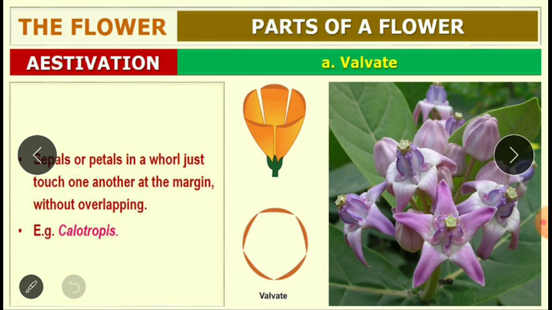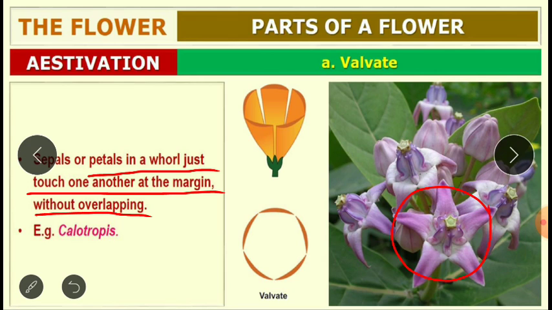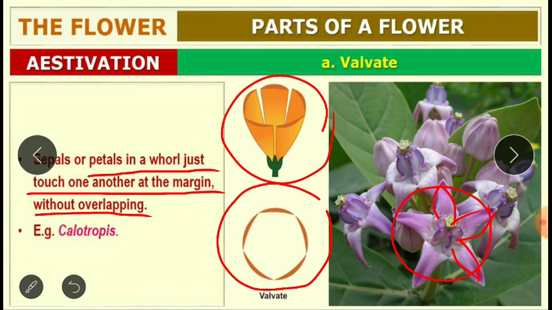So in the valvate type of aestivation, what is happening is the sepals and the petals in the whorl are just touching one another at the margin without overlapping. You can see in this flower, the petals are going to be present in this manner that there is no overlapping and they are just touching each other. So this type of aestivation, you can symbolize it like this with the help of this diagram. So here you can observe that each petal is going to be just touching each other without overlapping. So this type of aestivation is known as valvate aestivation. Example is your calotropis, the example of that flower you can see in this diagram.